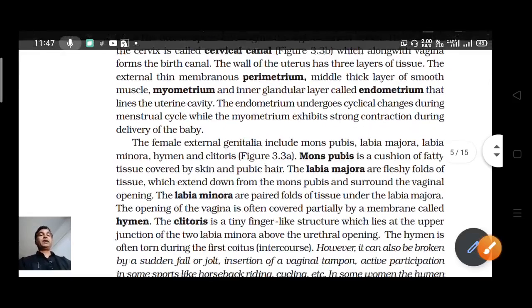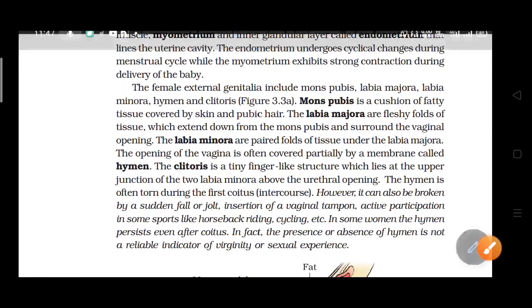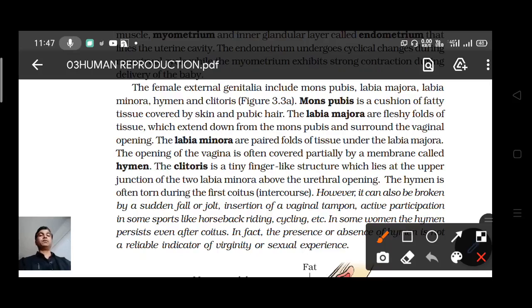Now come to the external genitalia of the female reproductive system. The figure is not given; the figure related to this we covered in the board activity. The female external genitalia include mons pubis, labia majora, labia minora, hymen and clitoris. These are all parts of the external genitalia. Yes, you have to remember.